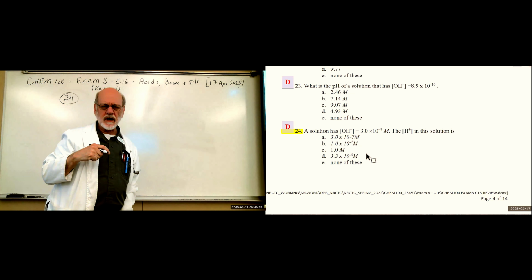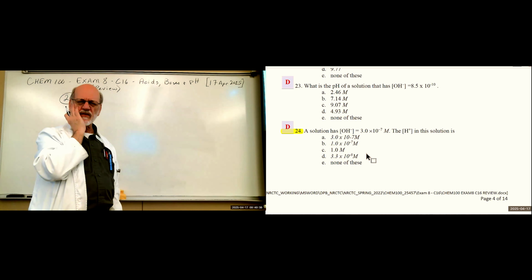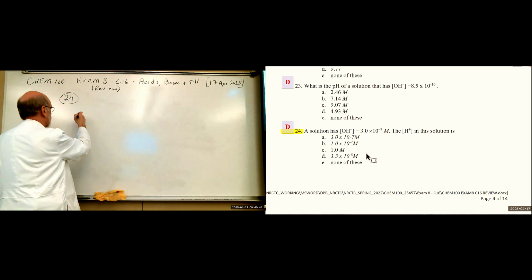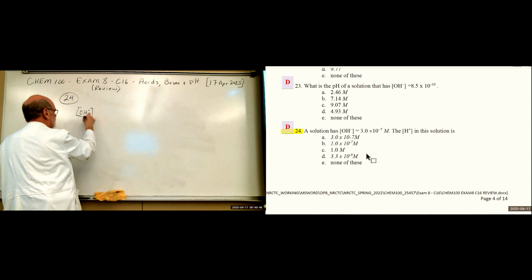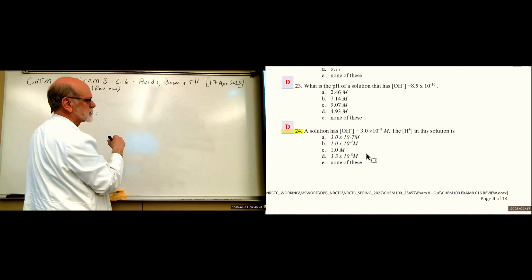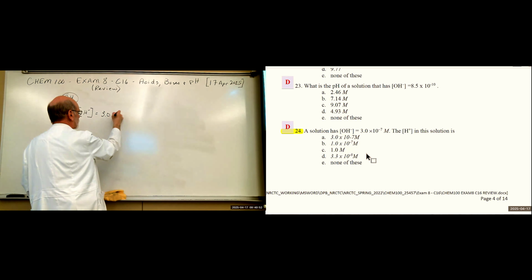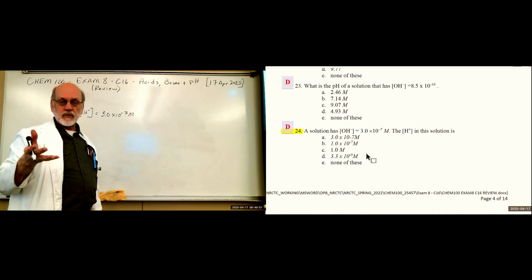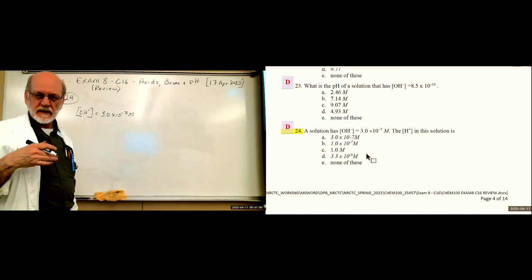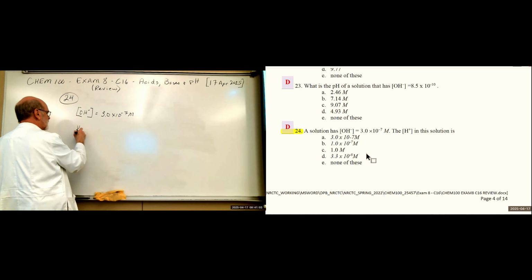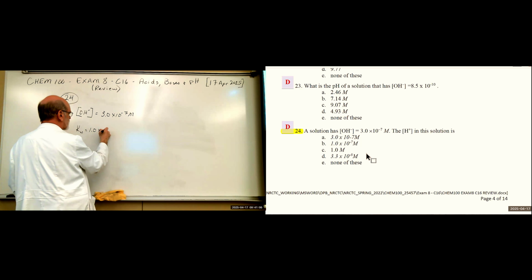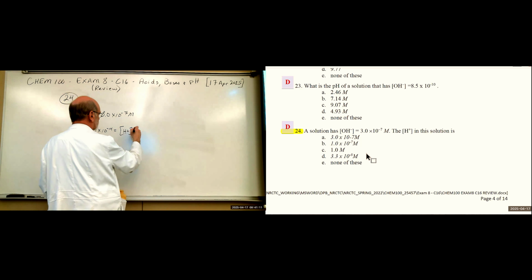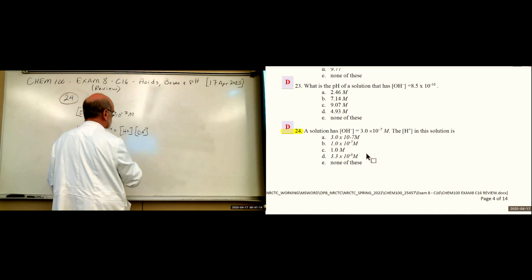A solution has hydroxyl concentration of 3 times 10 to the minus 7th molar. The hydrogen ion concentration in this solution is such. Okay, so this is given to us, 3 times 10 to the minus 7. The simplest way to answer this one is to go back to the equilibrium expression. Kw equals 1 times 10 to the minus 14, which is equal to hydrogen ion concentration times hydroxyl concentration.